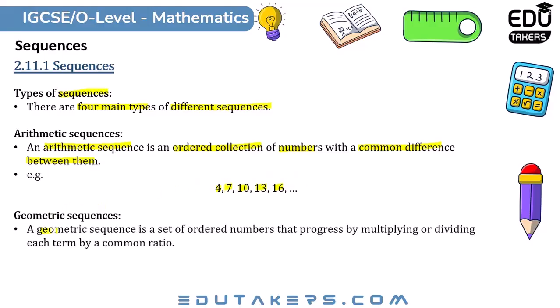Geometric sequence. A geometric sequence is a set of ordered numbers that progress by multiplying or dividing each term by a common ratio. For example, a sequence is 1, 2, 4, 8 and 16. They have a common ratio. Let me explain it.